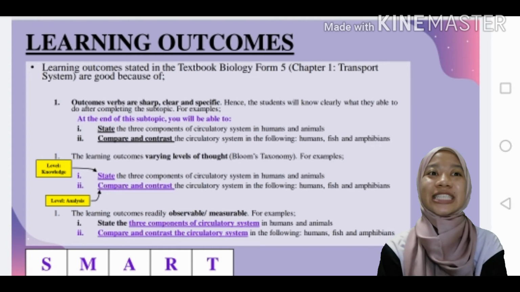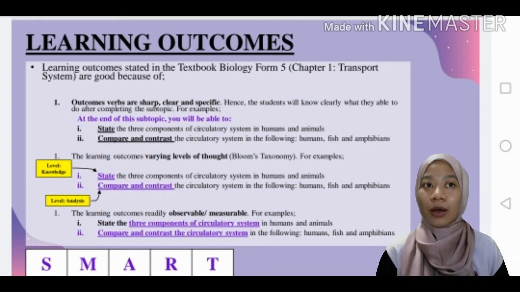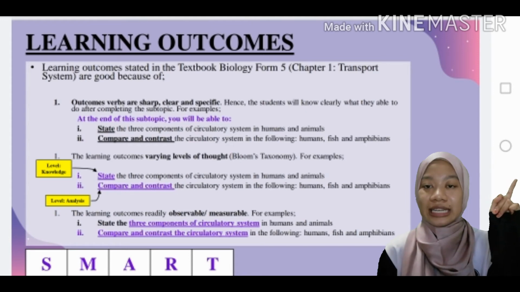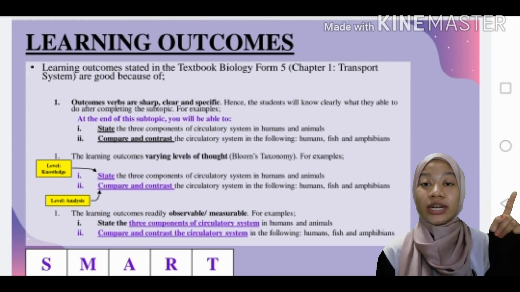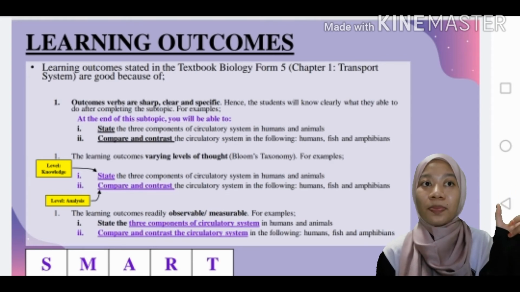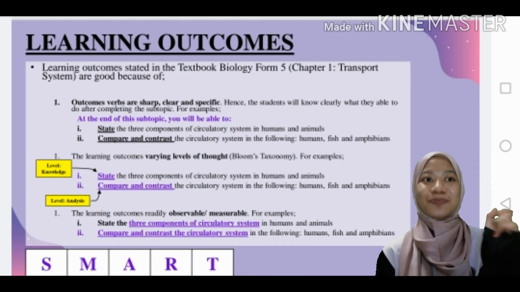So first, you can clearly see that outcome verbs are sharp, clear, and specific. As you can see, in the first example, the learning outcome uses the word state, and in the second example, the verbs used are compare and contrast.